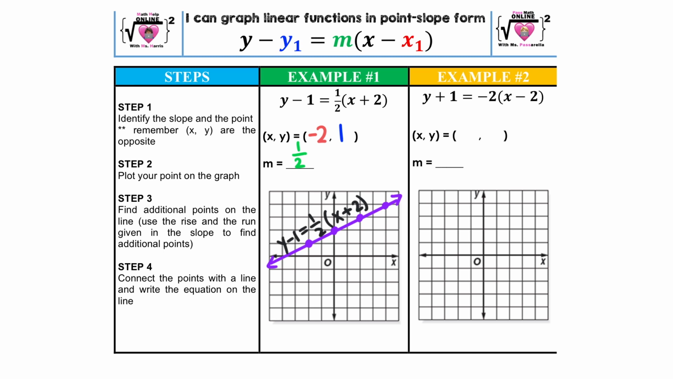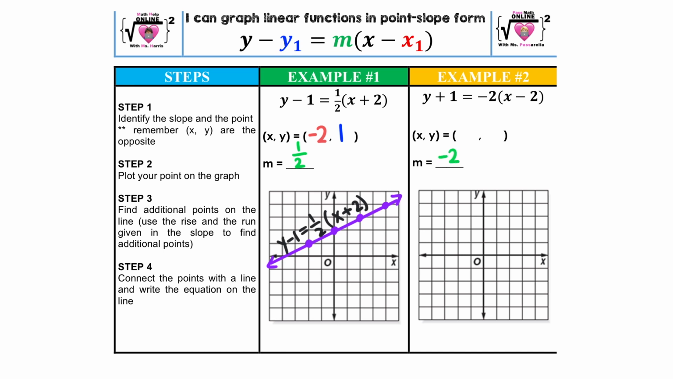Now let's do that same thing again, but we're going to use the equation we have here in example 2. Y plus 1 equals -2 times x minus 2, where x minus 2 is in parentheses. So the easiest thing to identify is our slope, that coefficient outside the parentheses. So our slope for this equation is -2.